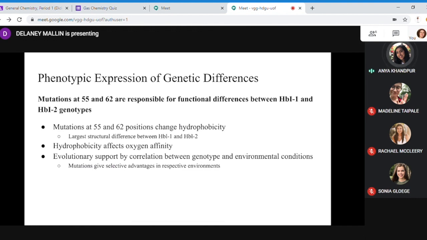They found that the substitutions at 55 and 62, the same locations of the substitutions that we actually see between the 2 genotypes, are what changed the hydrophobicity of the protein the most. We also know that hydrophobicity affects oxygen affinity, which determines what temperatures hemoglobin functions best in. Second, we have evolutionary support based on the correlation between genotype frequency and environment, so we can conclude that the mutations give a selective advantage based on oxygen affinity to each genotype in their respective environments.